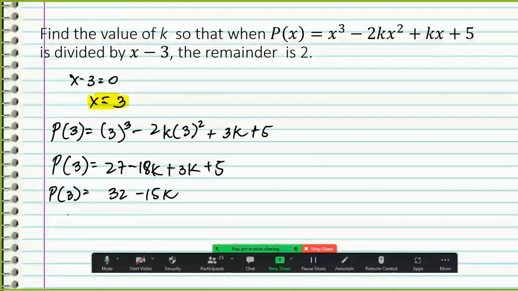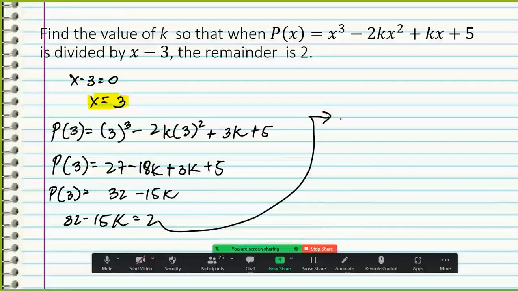Okay. So we have 32. So equate that to the value of 2. Okay. Then we have 32 minus 15k equals 2. So transpose positive 2 and negative 15k. So we have 32 minus 2 equals 15k. Then we have 30 equals 15k.